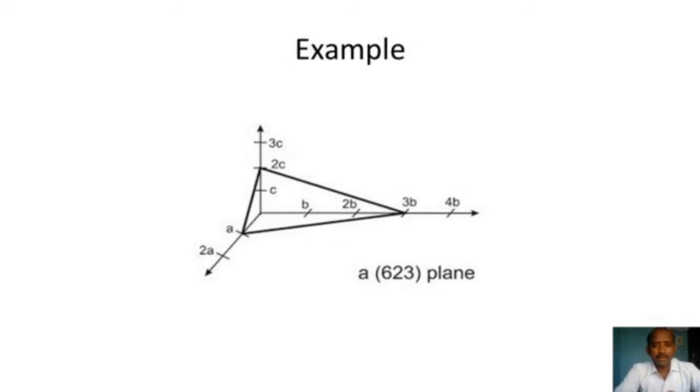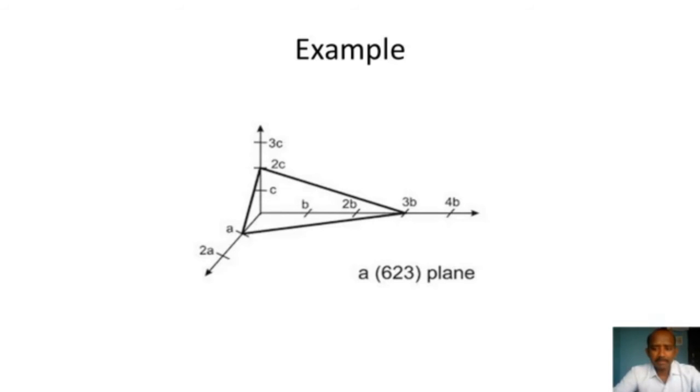Let us consider an example. Here we have not taken the x-axis along the horizontal direction, so just represent this as: the x direction is along A, the y direction is along B, and the z direction is along C. Here we have taken A along the x direction. The distance from the origin to that point is only A.